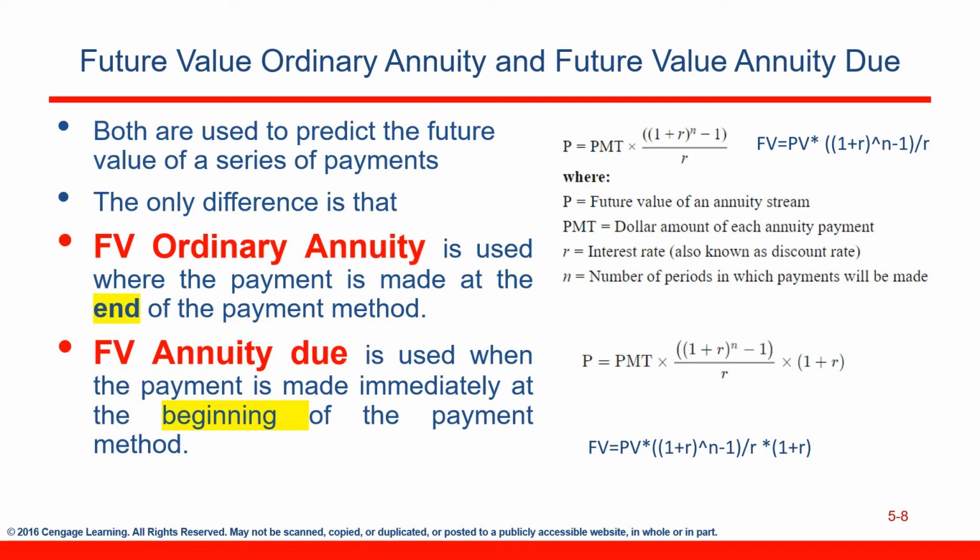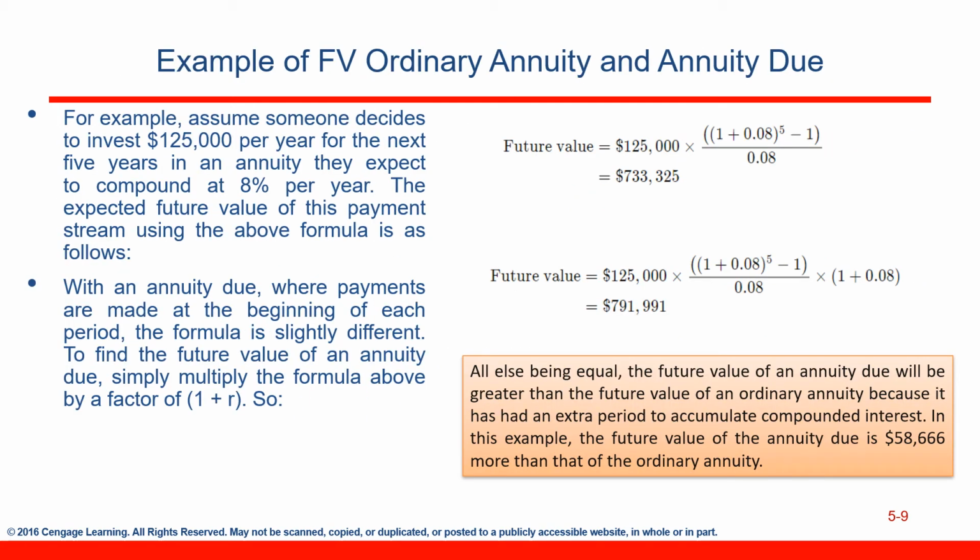Okay, let's look at an example. For example, assume someone decides to invest 125,000 per year for the next 5 years in an annuity they expect to compound at 8% per year. The expected future value of this payment stream using the above formula is as follows. So, 125,000 per year for 5 years, the same installment, and you expect it to compound at 8%.